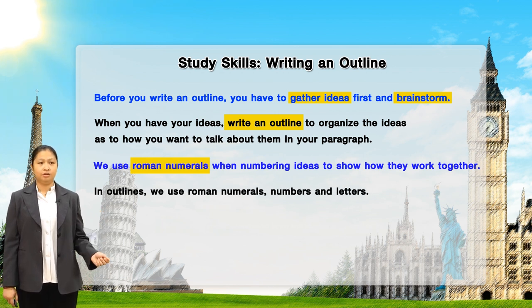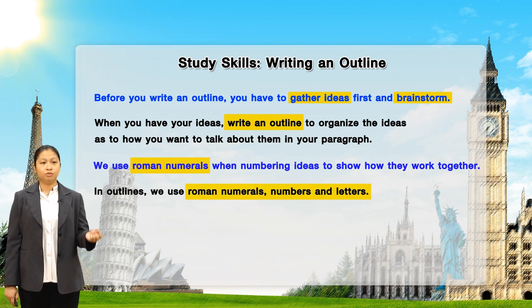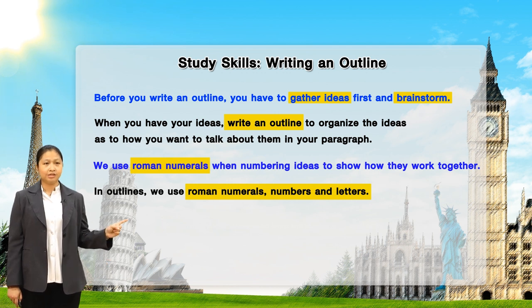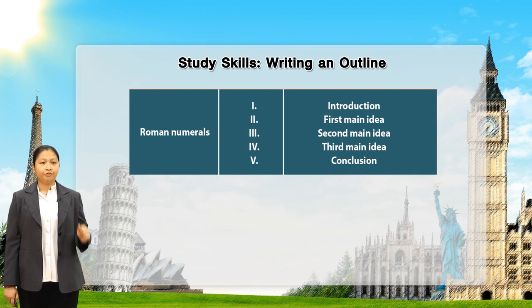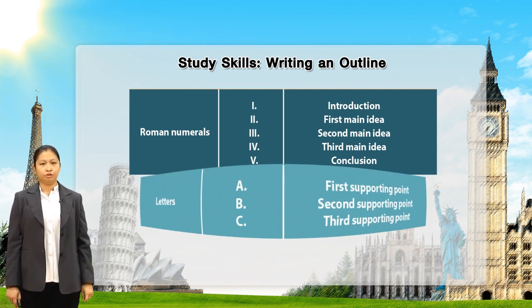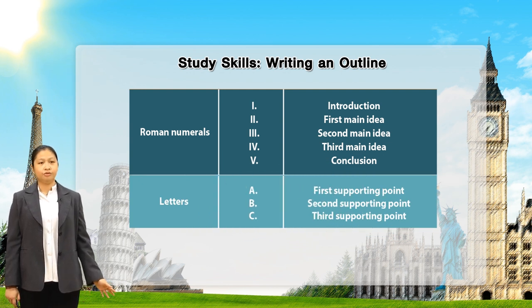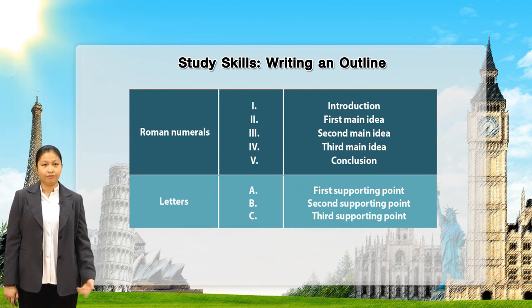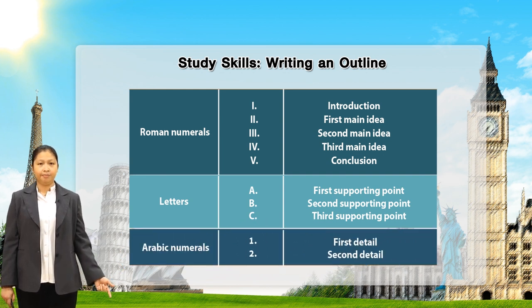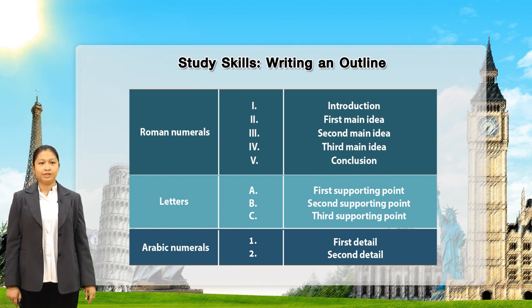In outlines, we use Roman numerals, numbers, and letters. So Roman numerals are used for introduction, first, second, third main idea, and the conclusion. Letters are used for the supporting points for each main idea. Arabic numerals like 1, 2, these are the details of the supporting points.